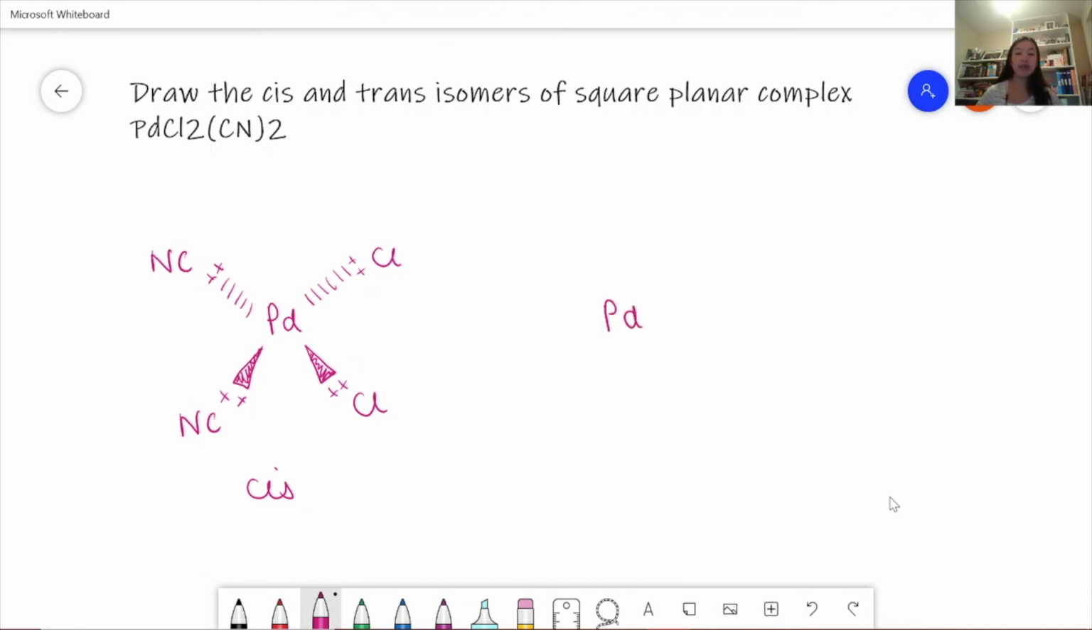And the trans isomer we have is if we draw all the bonds and electrons again. So trans means that they're on opposite sides. And so we put the chlorines on opposite sides to each other and the cyanides on opposite sides to each other. So we can have a chlorine here, a cyanide here, and a cyanide here. And this would be the trans isomer.